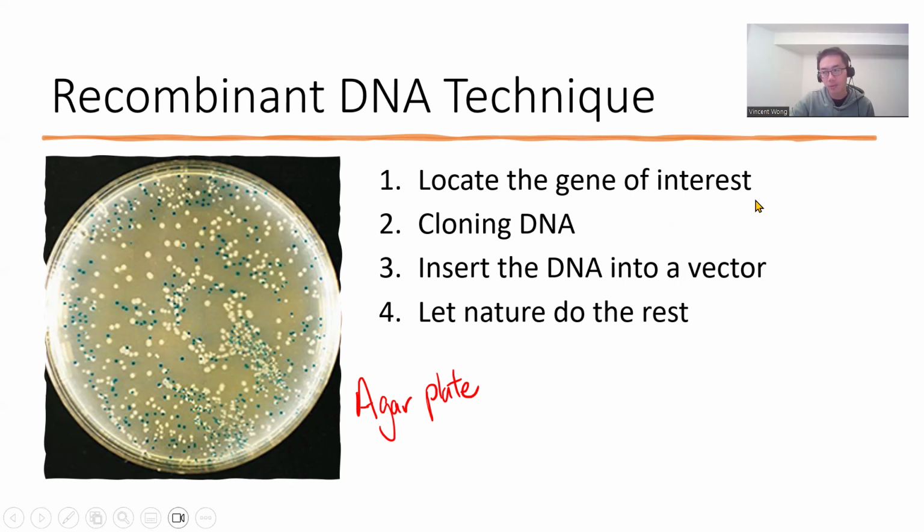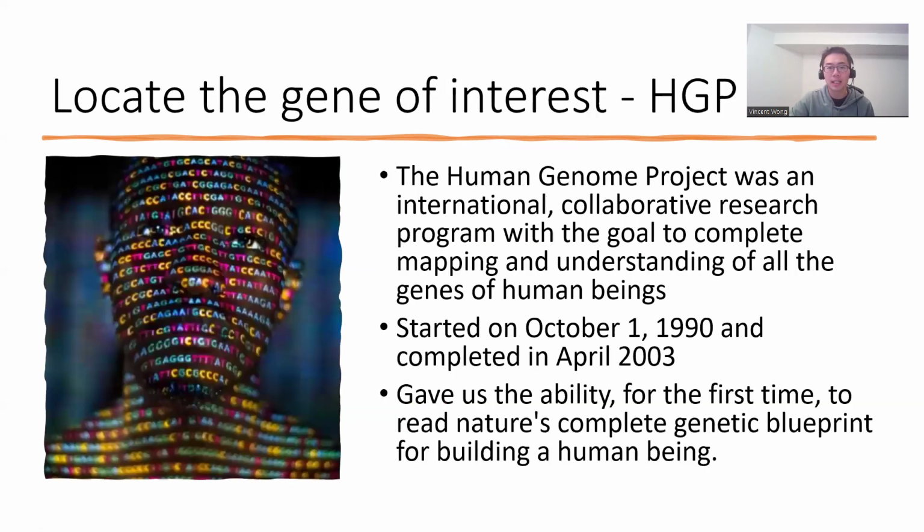That in the past was virtually impossible, but nowadays it is very easy because of the Human Genome Project, the HGP. This was an international collaborative research program with a goal to completely map out all the genes, all the ACTGs in the human body, in the human cell. It started on October 1st, 1990, and was completed in April 2003. So it has been completed for a little over 20 years now.